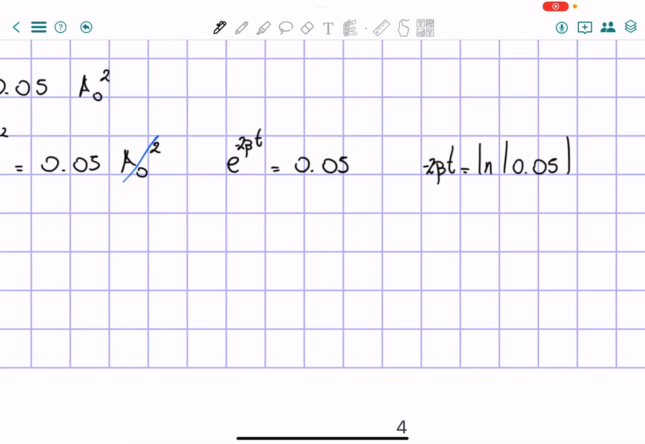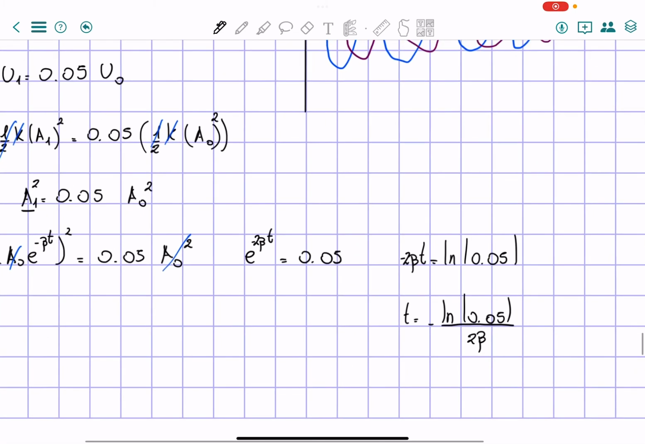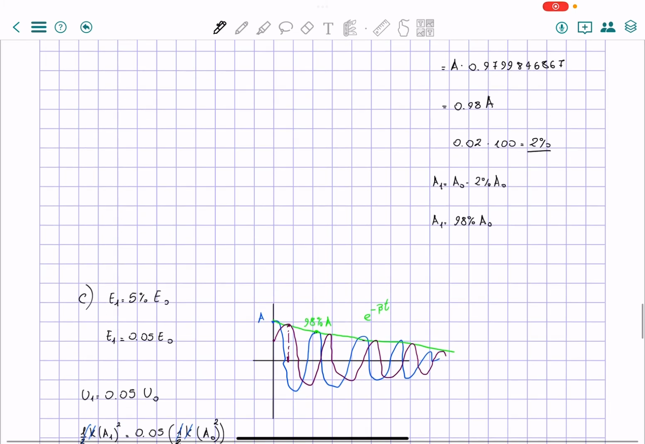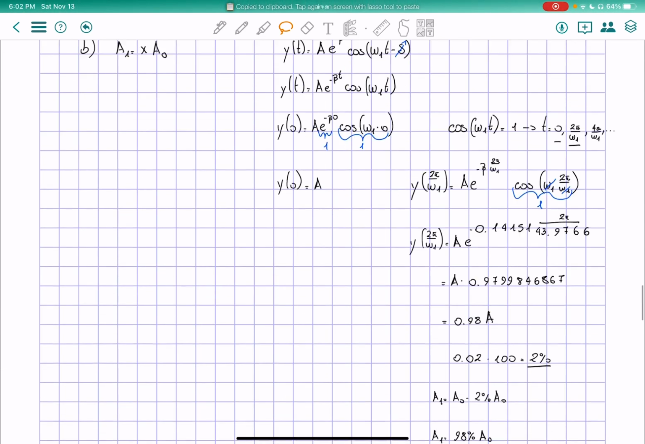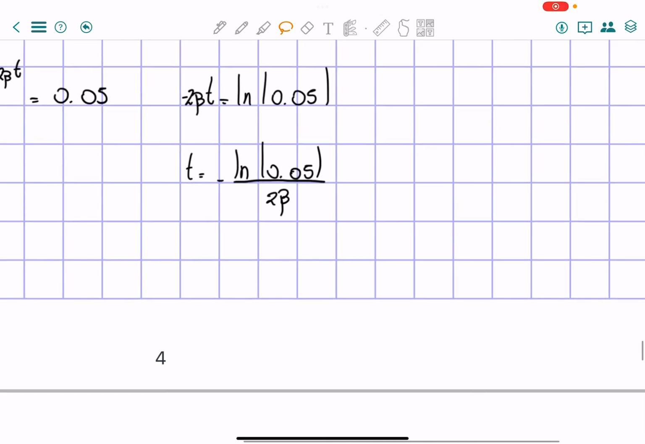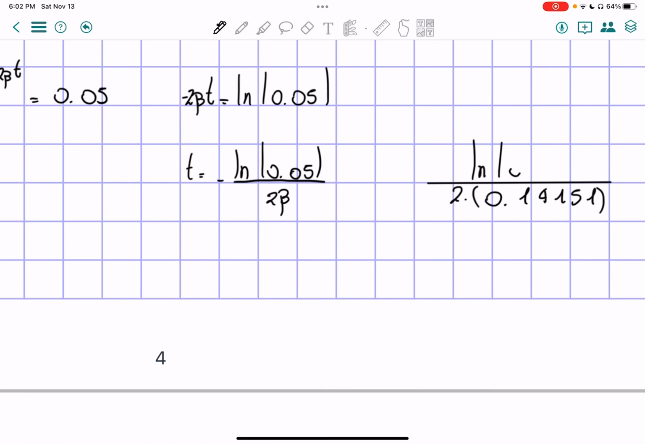So 2 over here. Now we divide both parts by negative 2 beta, so we get t is equal to negative ln of 0.05 over 2 beta. And we know that beta is equal to what we found before already. Let me go ahead and find the beta that we found before. So this value over here, copy, and let me write it over here, 2 times. So ln of 0.05 and the time is equal to this.